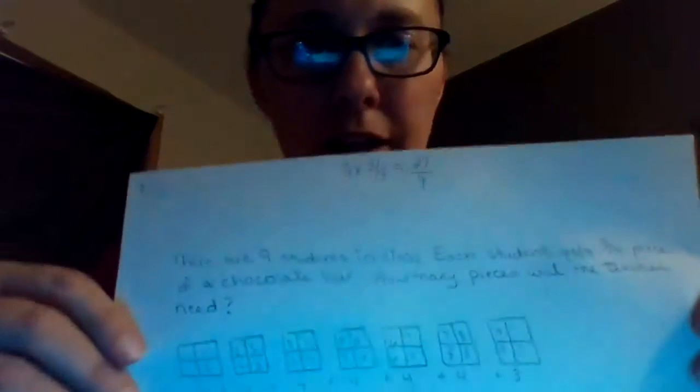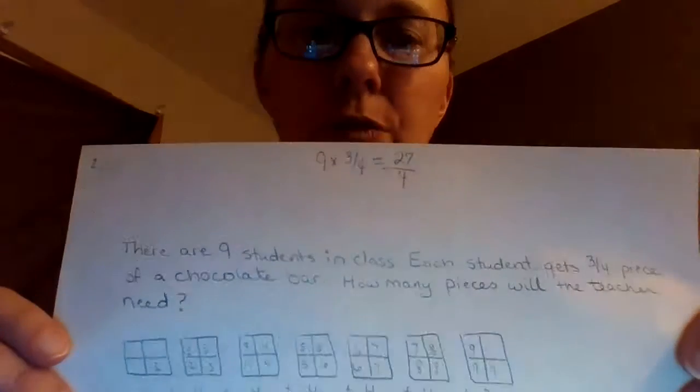Problem number 2 is 9 times 3/4 equals 27/4. And what I did on that one is my story is there are 9 students in class. Each student gets 3/4 of a piece of a chocolate bar. How many pieces will the teacher need?